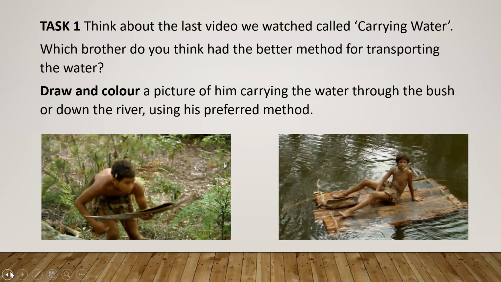So your first task today is to think about the last video you watched called Carrying Water. Which brother do you think had the better method for transporting the water? Is it the older brother here who had the smaller, it looks like a branch that's carrying a small amount of water? Or is it this brother here who managed to make a bigger container and transport it by floating down the creek or the river?